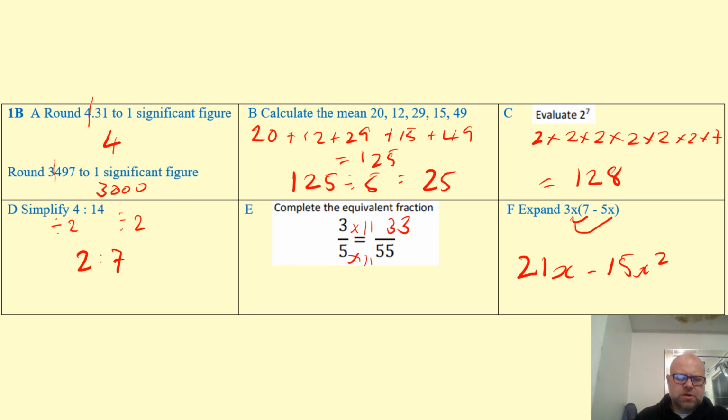So the answers are up here. Make sure you mark your work. Give yourself a score out of 6. At the end of the lesson, you'll be emailing your scores to your teacher. If there's any issues with any of these answers and you don't know why you got them wrong, I suggest you email your teacher and ask for some help.